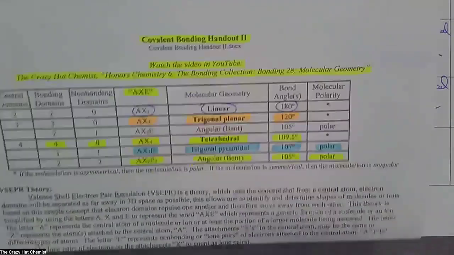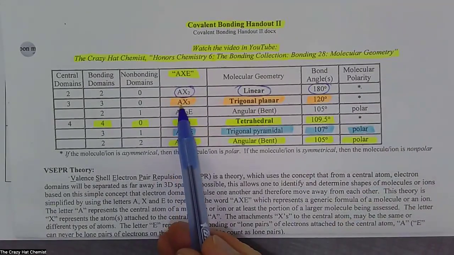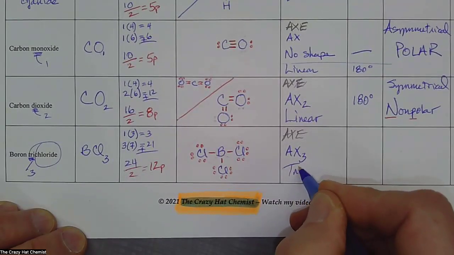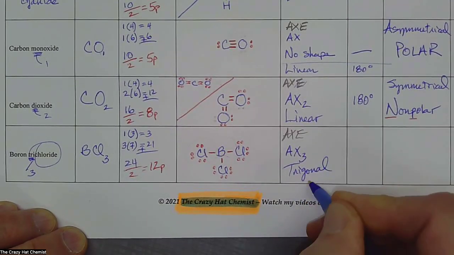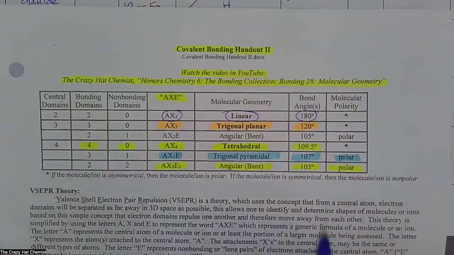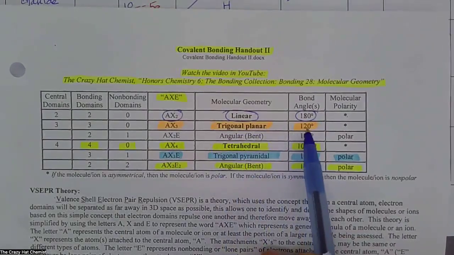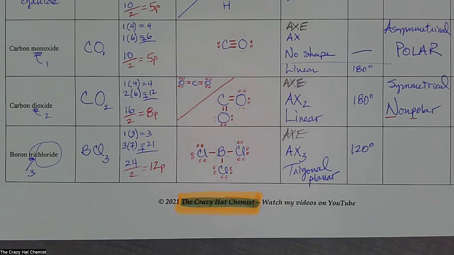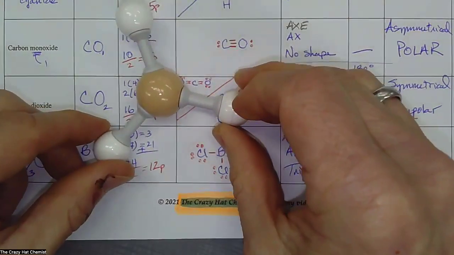So let's go back to the problem. That's AX3. That's trigonal planar. And trigonal planar has what kind of bond angles? 120. 120 bond angles. And let's draw that, or let's make that structure, and here it is.